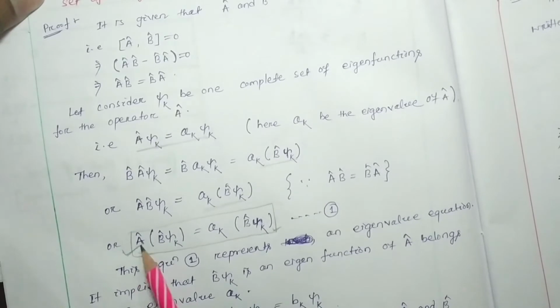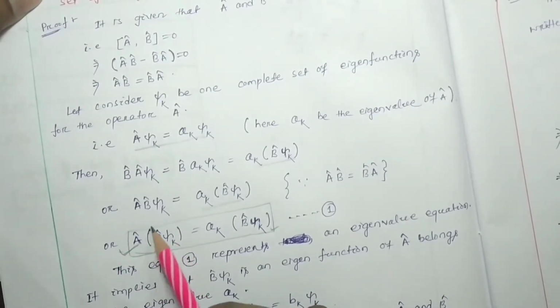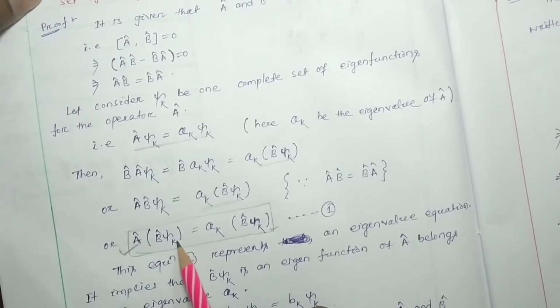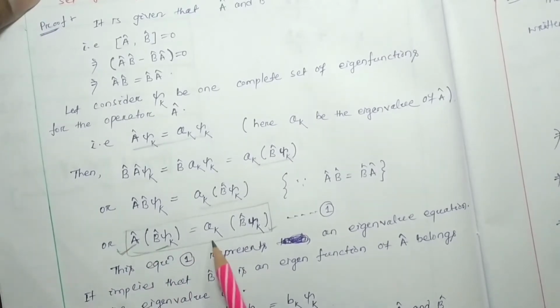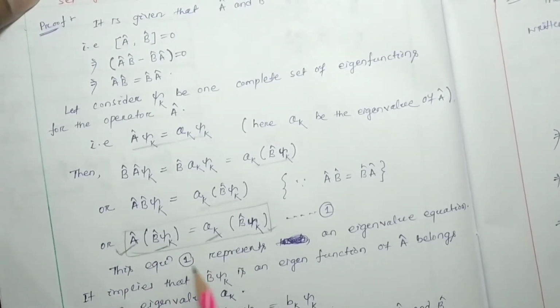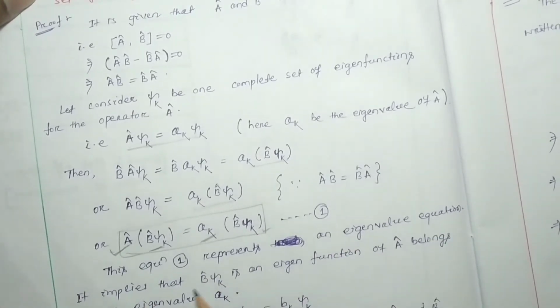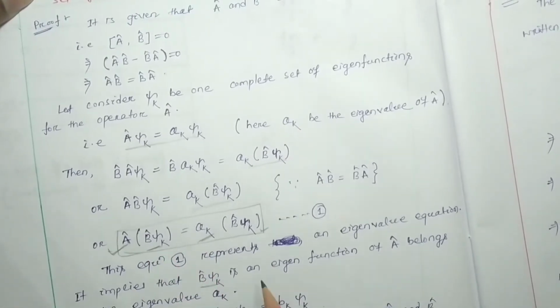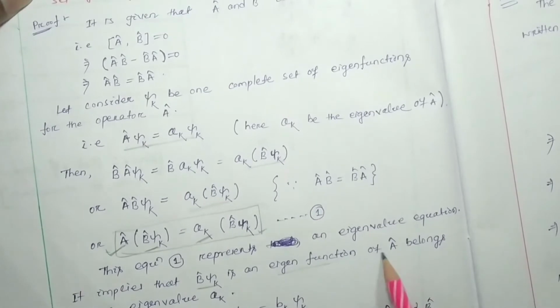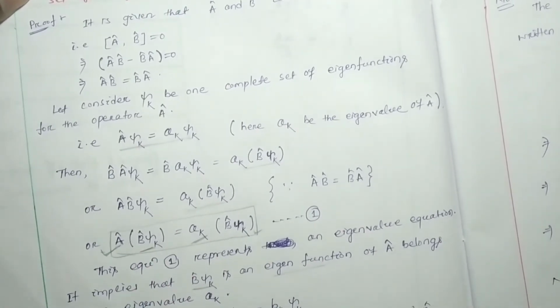That means this equation represents an eigenvalue equation in which this b cap psi k will be an eigenfunction of the operator a cap having the eigenvalue a k. So this equation 1 represents an eigenvalue equation. It implies that b cap psi k is an eigenfunction of a cap belonging to the eigenvalue a k.